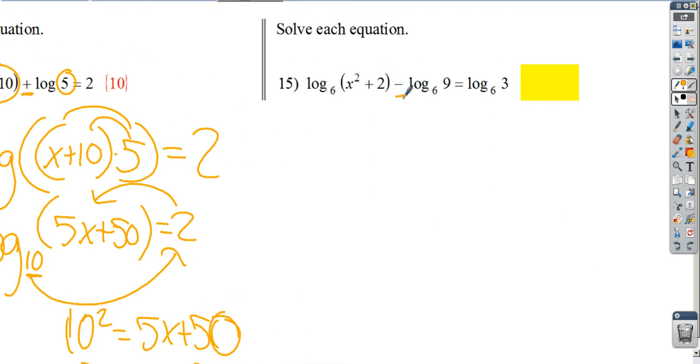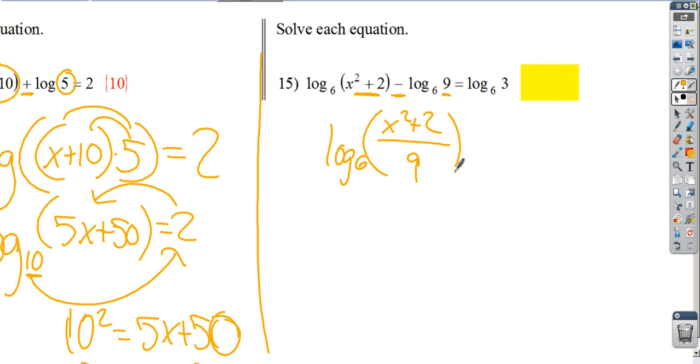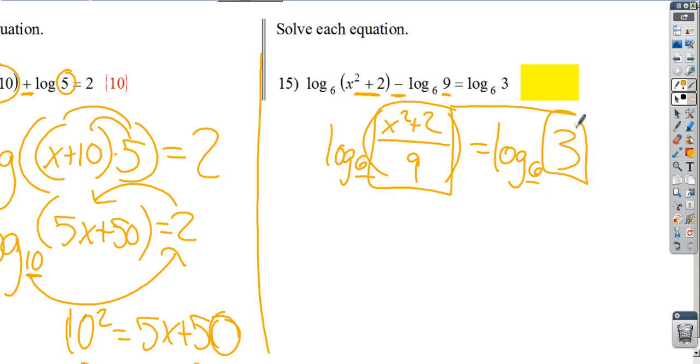Now we are subtracting logarithms. So what did we originally do if now we're subtracting them? Well, that means originally we must have been dividing them. So we do the log of this thing on the top divided by the log of this number. And that's going to equal the log base 6 of 3. And notice we have the same base here, so that means this expression must equal that expression. So x squared plus 2 over 9 is equal to 3.